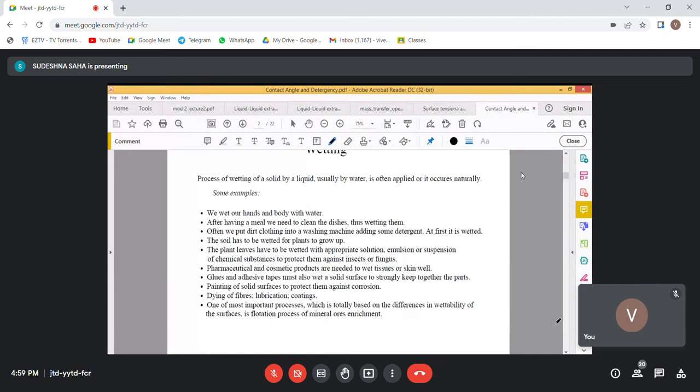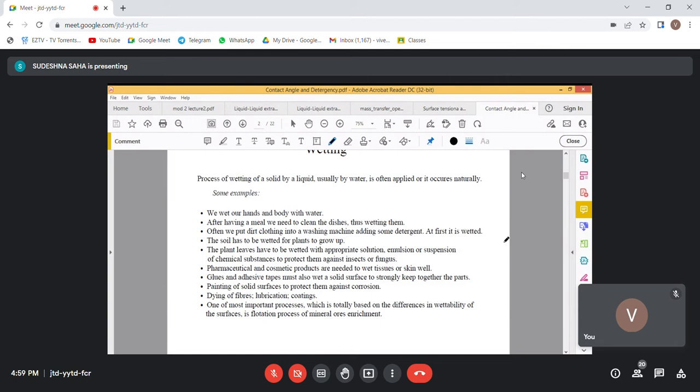Even if you look at coatings or paintings, you have to paint the surface. The paint has to wet the surface, and only then can you paint. Otherwise the paint or coating will be a separate thing, and the wall will be a separate entity, and you cannot coat the surface with paints. Pharmaceutical and cosmetic products are needed to wet tissues or skin well. Glues, additives and tapes must wet a surface.